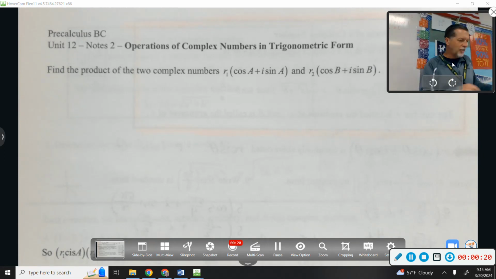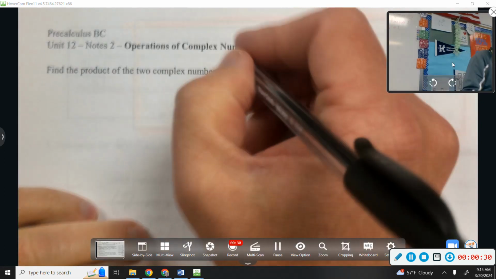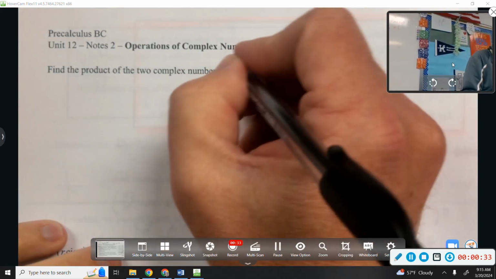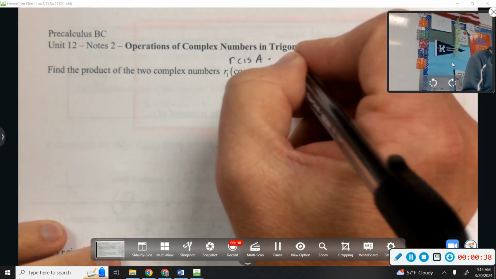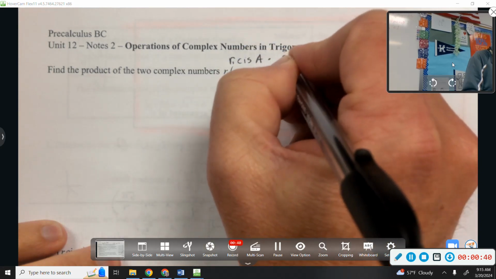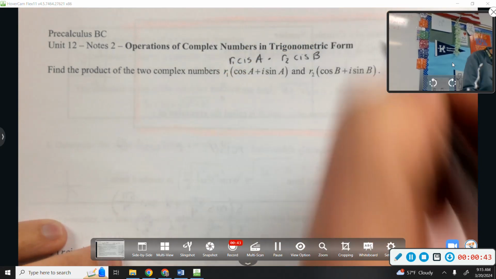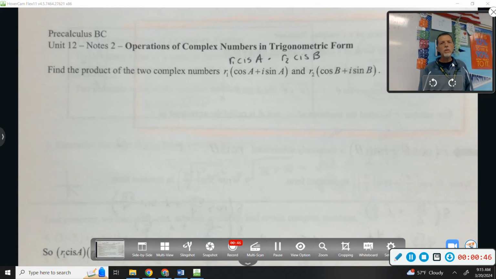Find the product of the two complex numbers r1 cosine A plus i sine A and r2 cosine B plus i sine B. Another way to write this, and this is how it relates to number 12, is r1 cis A times r2 cis B. On number 12 in worksheet 1, we just didn't have r1 and r2. It was just the cis parts. Okay, product, so that means multiply.